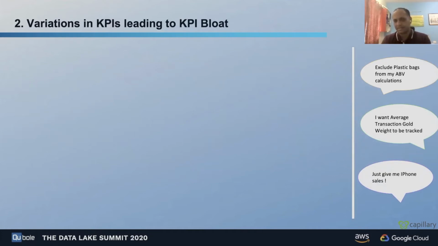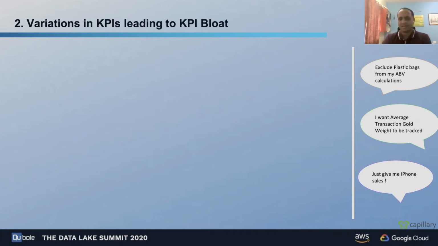So here are some of the things customers are asking, right? One of the customers says ABV is average basket value. Exclude plastic bags from my ABV calculation. So I'm a hypermarket. I give out plastic bags with everything that the customer buys, but I just want the ABV calculation to exclude the plastic bags that are there on the bill. But for some other customers, like a fashion brand, it may not be applicable. Right. So there are various variations in KPI definitions. I want average transaction gold weight to be tracked. This is specifically relevant for jewelry brands. They want to track the average gold weight in a particular transaction.